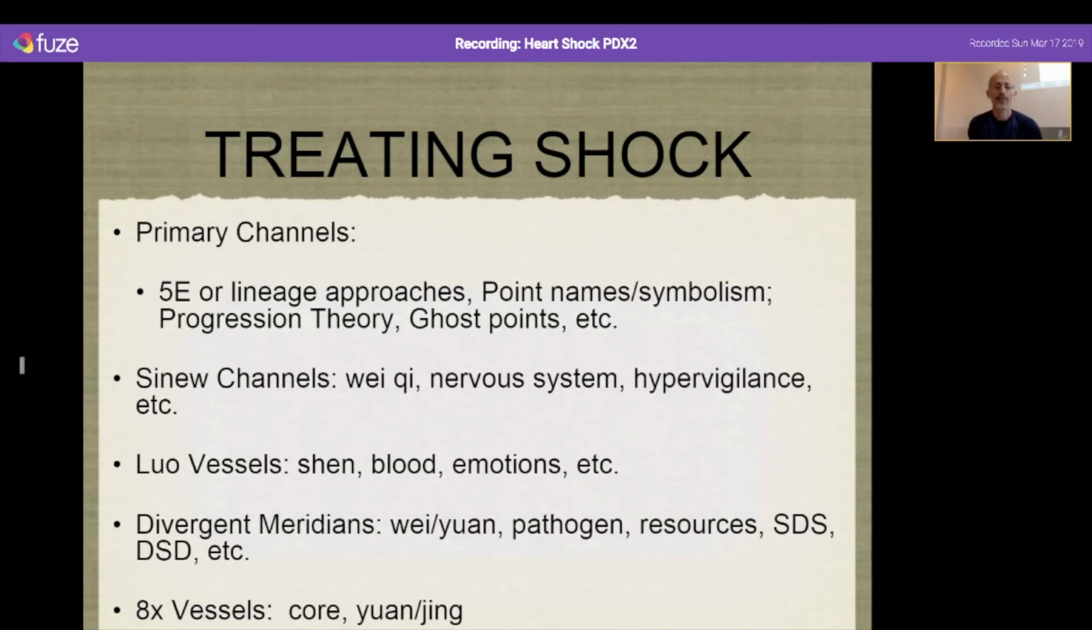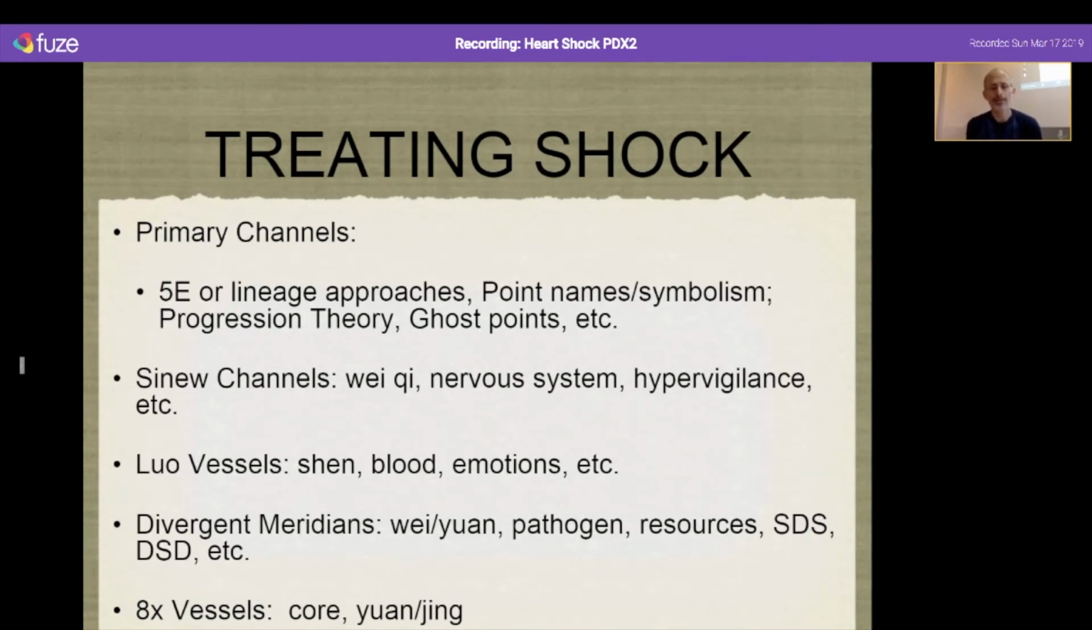So, and with that approach as well, the more you use some of that and the more your intentionality is applied towards a particular functional point, the more over time it starts to work for you, right? So it includes also understanding and potentially using point names and symbolisms and stuff like that. It also includes this idea of the progression theory that we're going to talk about a little bit as well. And then, factoring in, again, lineage approaches like ghost points and those types of strategies.